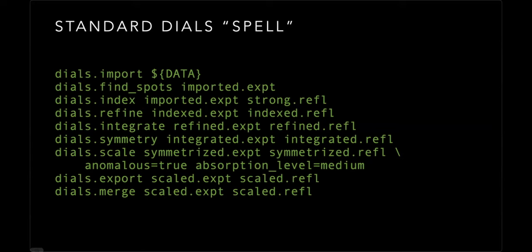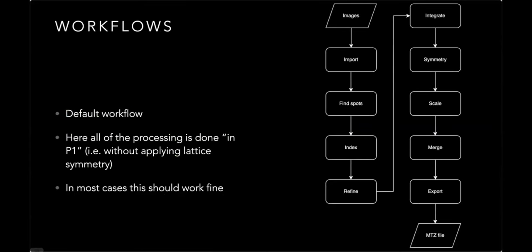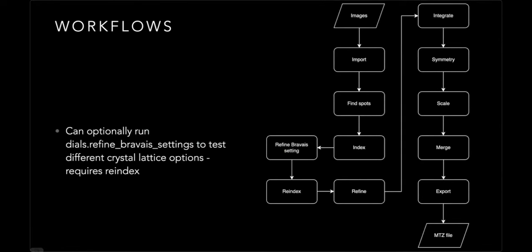So the workflow I've just described is starting from the images, going through importing, find spots, doing some indexing, refinement, integration, and so on and so forth. Now, if you're used to using HKL, you may think, well, hang on a minute, after indexing, normally I pick the right lattice. And you can do exactly that with DIALS.